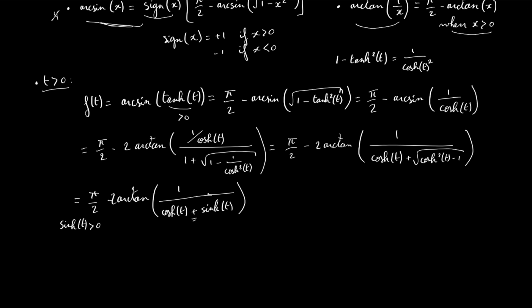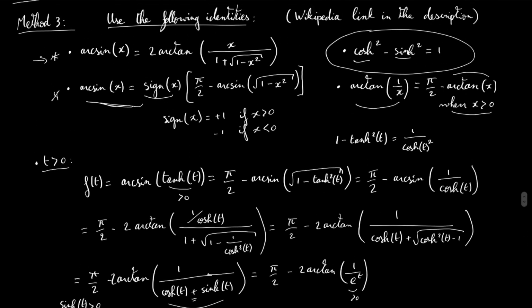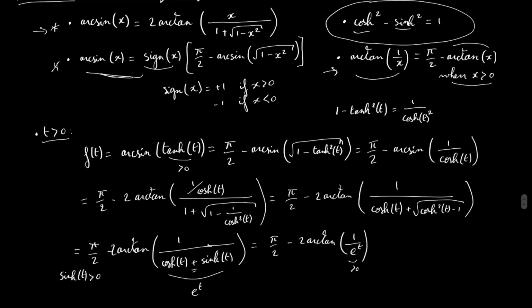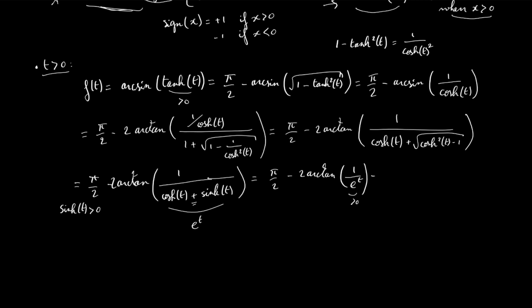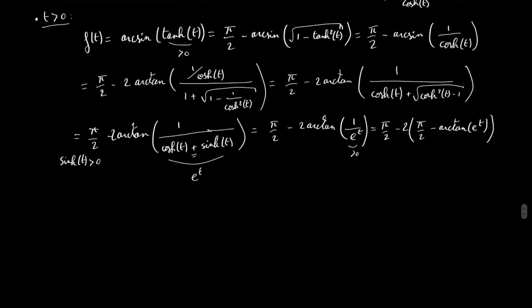Note also that the hyperbolic cosine plus the hyperbolic sine is equal exactly to the exponential of t. So this is equal to pi over 2 minus 2 arctan of 1 over exponential of t. 1 over exponential of t is strictly greater than 0, and we know from the fourth identity that the arctan of 1 over x, when x is strictly positive, is equal to pi over 2 minus arctan of x. So we can write this as pi over 2 minus 2 times pi over 2 minus arctan of exponential of t. And we can simplify this as being equal to 2 times arctan of exponential of t minus pi over 2, which is exactly equal to g of t.